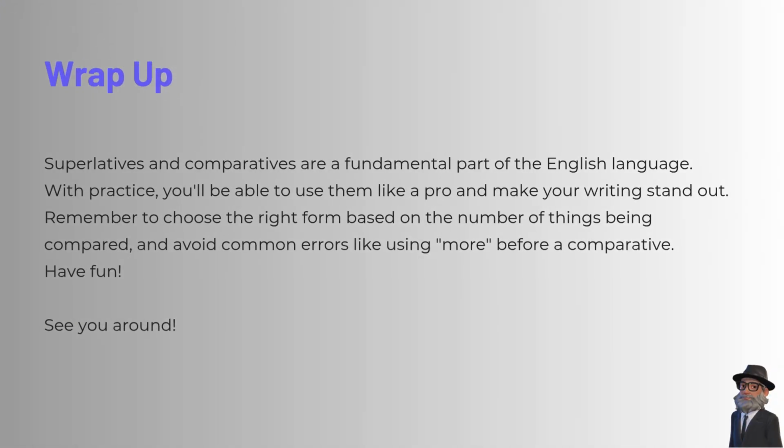Wrap up. Superlatives and comparatives are a fundamental part of the English language. With practice, you'll be able to use them like a pro and make your writing stand out. Remember to choose the right form based on the number of things being compared, and avoid common errors like using more before a comparative.